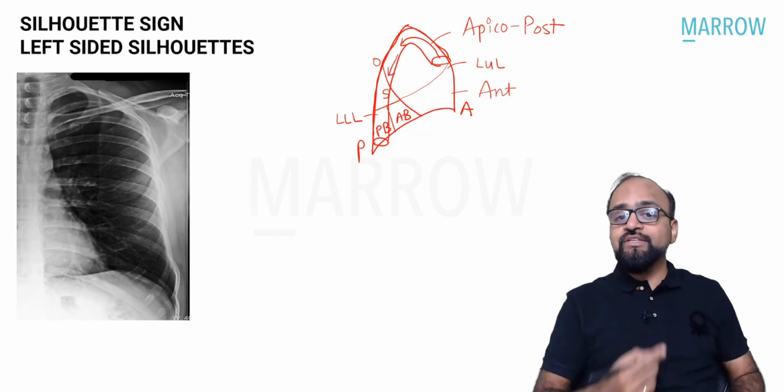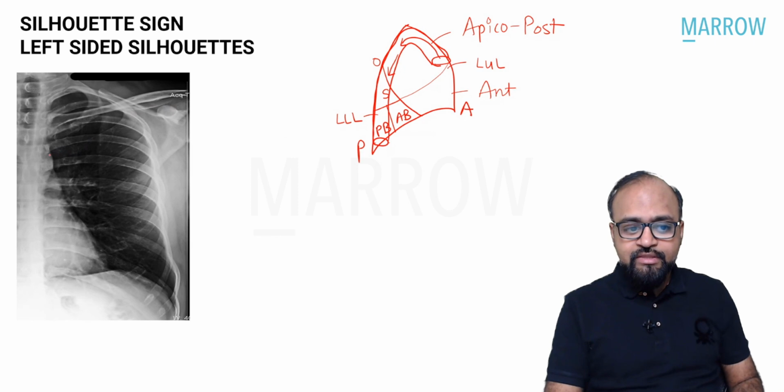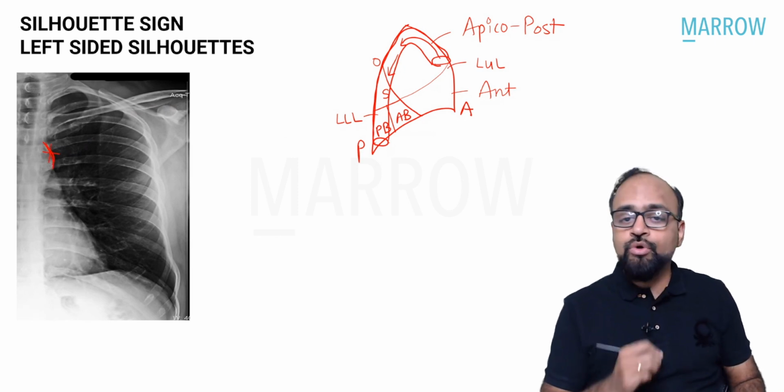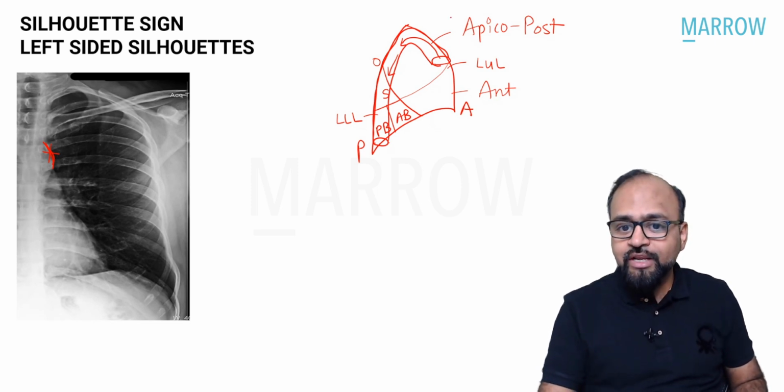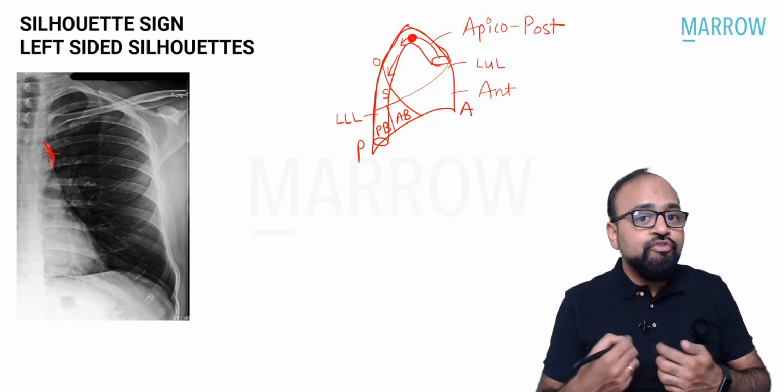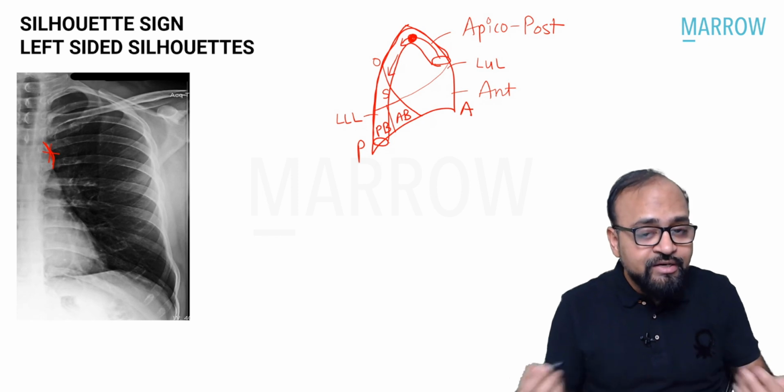Now suppose you look at a chest x-ray and I tell you that this sharp margin of the aortic knuckle is not visualized. If this margin of the aortic knuckle is not visualized, can you tell me, looking at this schematic diagram, if the aortic knuckle is over here, which lobe, which segment is abutting it?